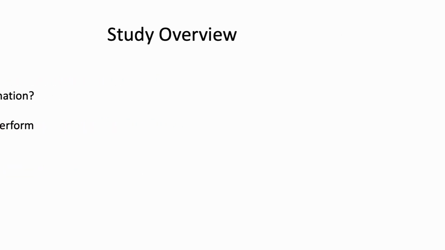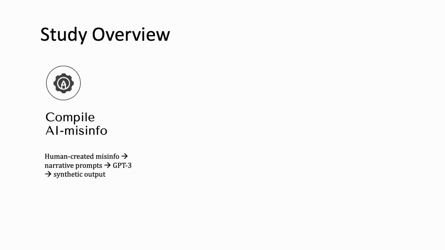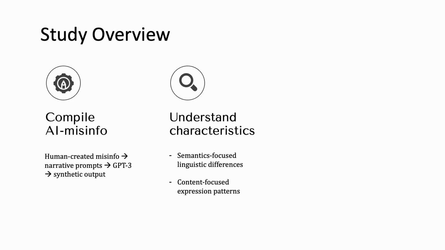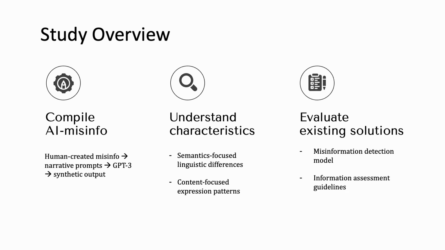To answer these questions, our study contains 3 parts. First, we compiled and curated an AI misinformation dataset that was comparable to human creations. With that dataset, we then studied the characteristics of AI misinformation by looking at semantic-focused linguistic differences and content-focused expression patterns. Lastly, we evaluated existing misinformation solutions, specifically detection models and assessment guidelines.